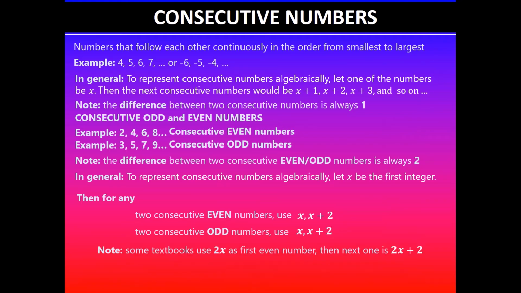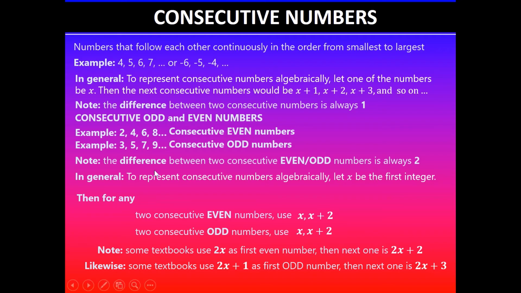Also, please note that some of the textbooks use 2x as the first even number. Then in this case, the next one will be 2x plus 2, and the third one will be 2x plus 4, etc. And they also use odd number as 2x plus 1. So if they say first odd number is 2x plus 1, then the second one will be 2x plus 3, because the common difference is always 2. So if I add 2 to this first odd number, I will get 2x plus 3. Then if I add 2 to this one, then I'll get 2x plus 5, etc.